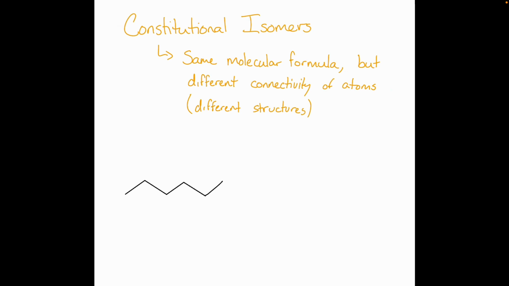How many carbons? How many hydrogens? 14. So hexane, 6 carbons and 14 hydrogens, all arranged in a straight line, right? If I take these same number of carbons, but I rearrange them to create something like this, okay, this also has the formula C6H14.